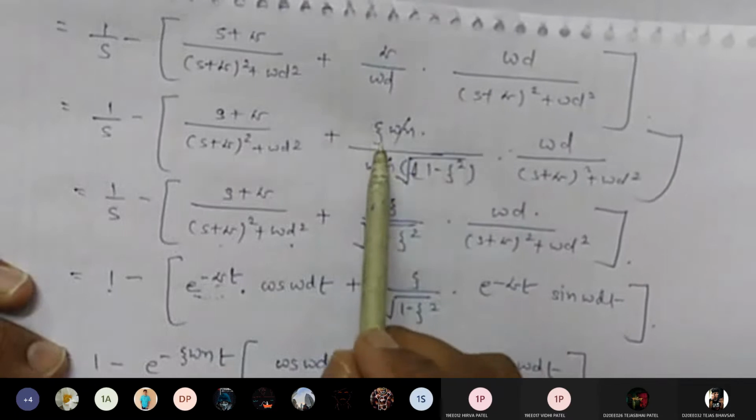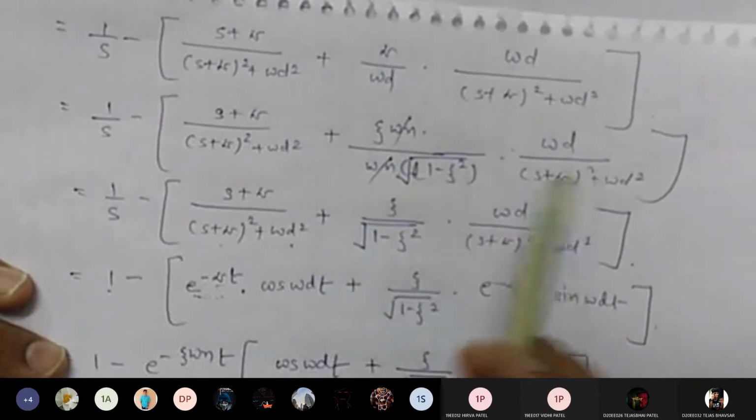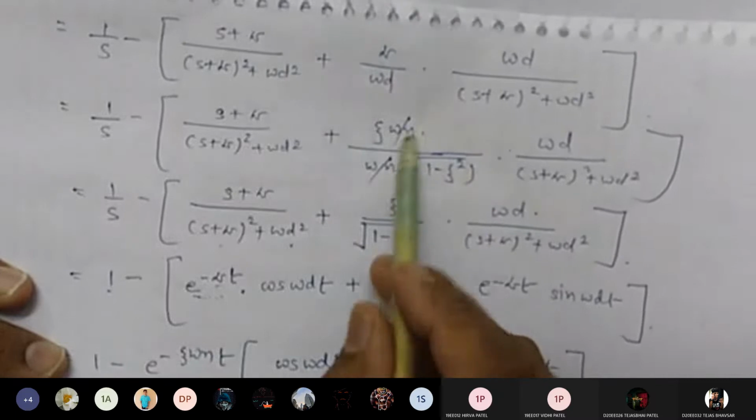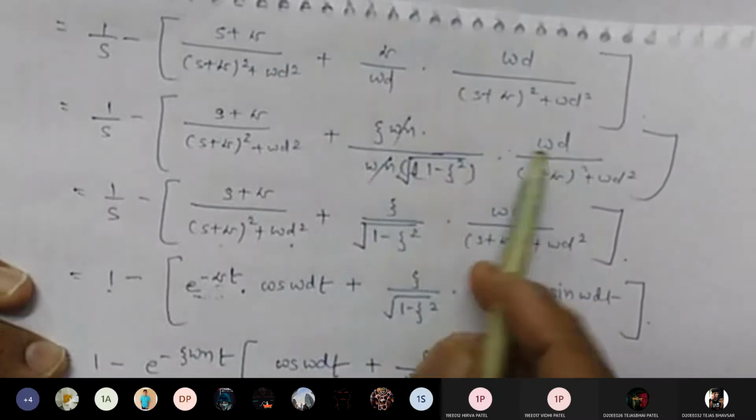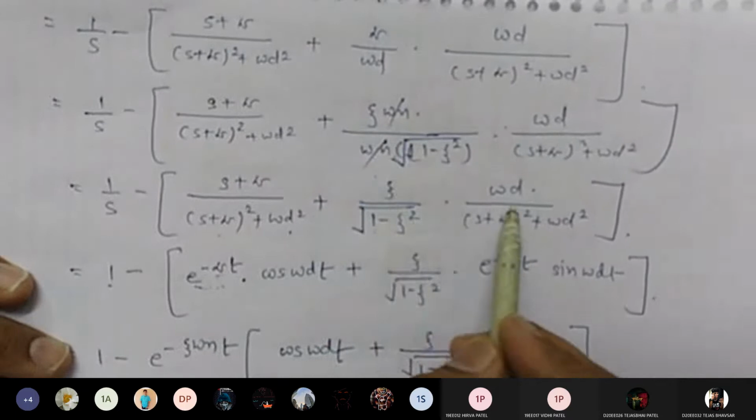The alpha value is zeta into omega n, and omega d is equal to omega n under root 1 minus zeta square. So omega n will cancel out here. Now we will have this term: zeta upon under root 1 minus zeta square, omega d.